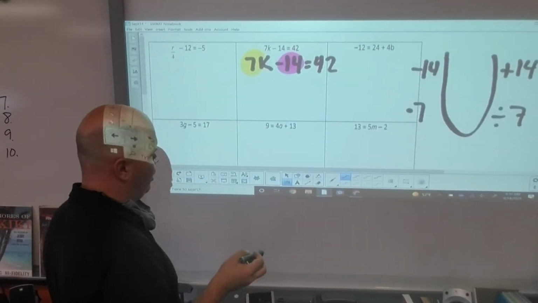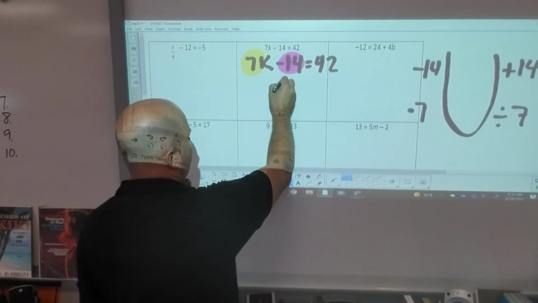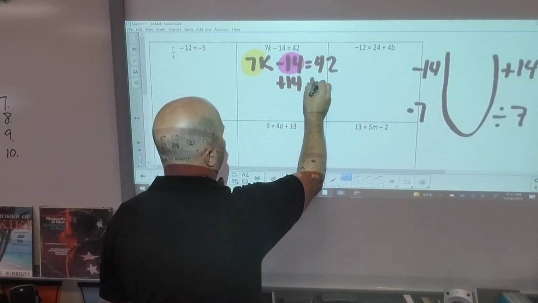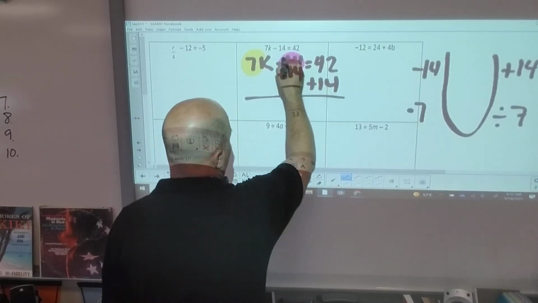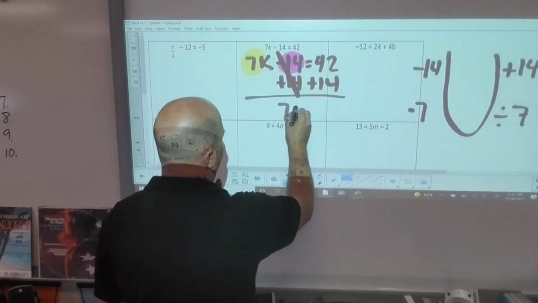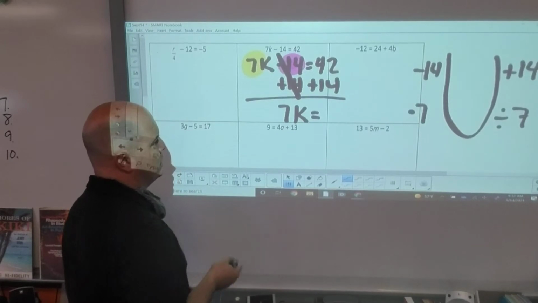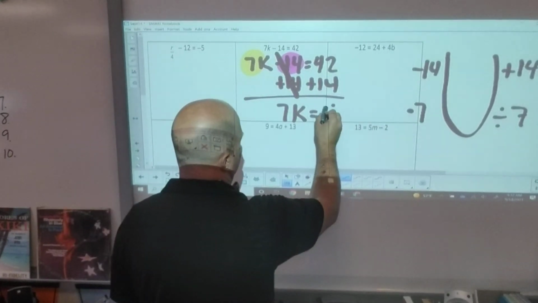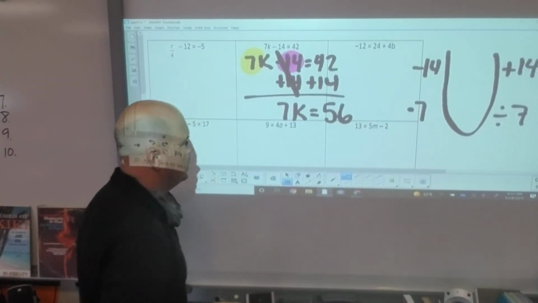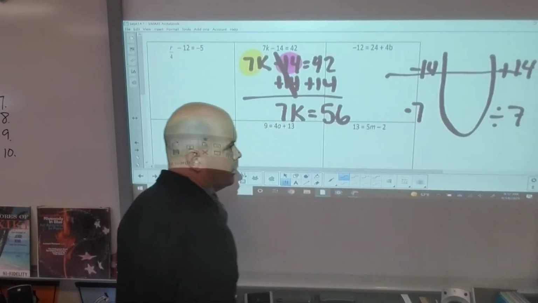So to do it, I'm just going to follow what I need to do. I'm minus 14, so to get rid of that, I have to add 14. This goes away because negative 14 plus 14 is 0, which leaves me 7k down here. And then when I take 42 plus 14, I'm going to get 56. So I'm left now with 56. I did this portion of my chart so I can cross it off.